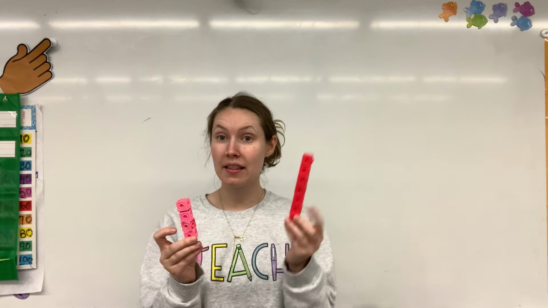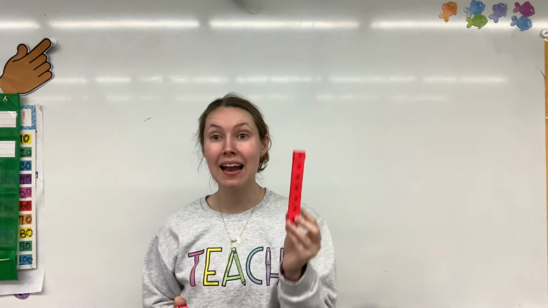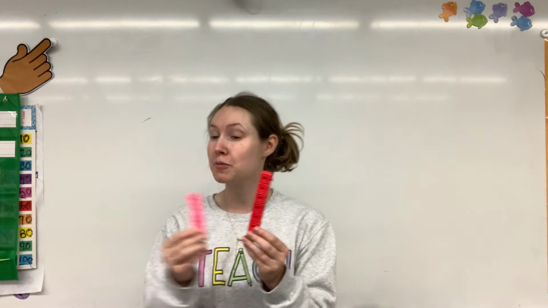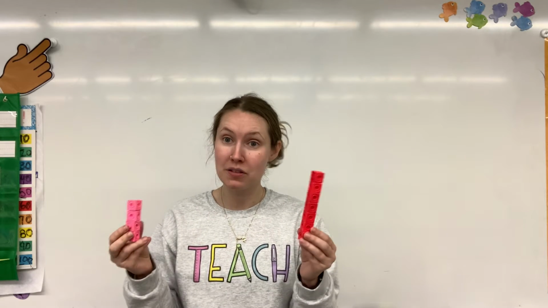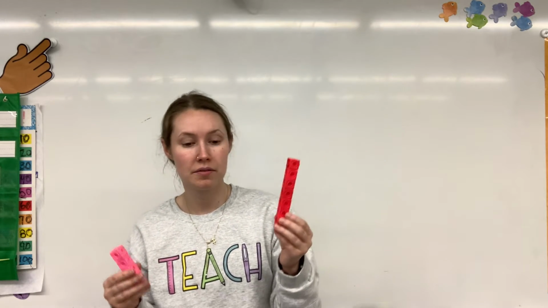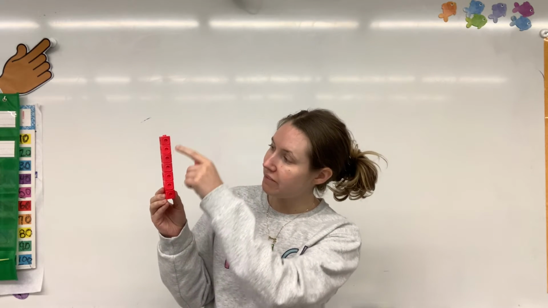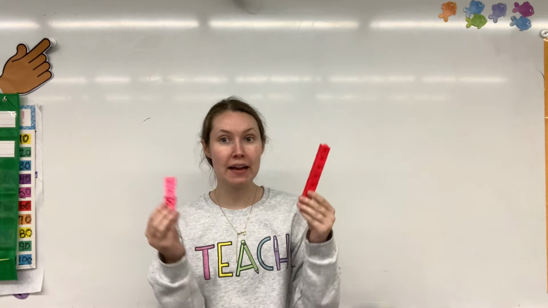Well, my tower is taller or longer. My red tower is taller or longer than my pink tower, which means that I have more cubes. My pink tower is shorter or smaller than my red tower, which means it has less cubes. Now, I want to be able to compare the amounts of cubes here, so I'm also going to count. So now, if I count 1, 2, 3, 4, 5, 6, 7, I have 7 reds and 1, 2, 3, 4 pink. 7 red and 4 pink.